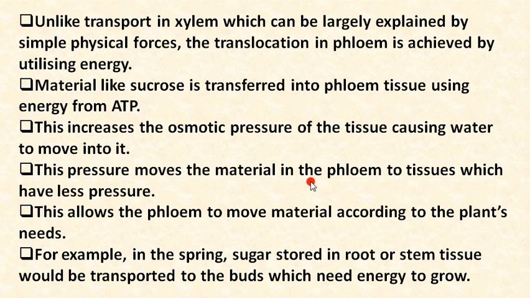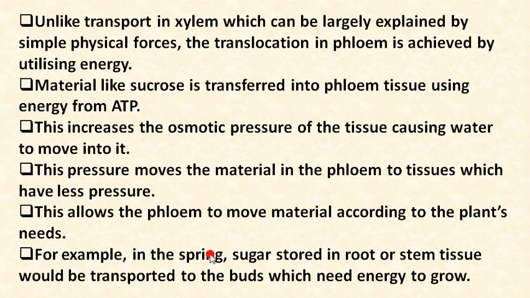This pressure moves the material in phloem to the tissue which has less pressure. So here osmotic pressure increases, but the pressure moves from the phloem to the tissue where the pressure is very less. So from the more to the less. So here is the difference. This allows the phloem to move material according to the plant's needs. Plants को जैसी requirement है वैसे ही वो material transfer करेगा. So this allows the phloem to move material according to the plant's needs.